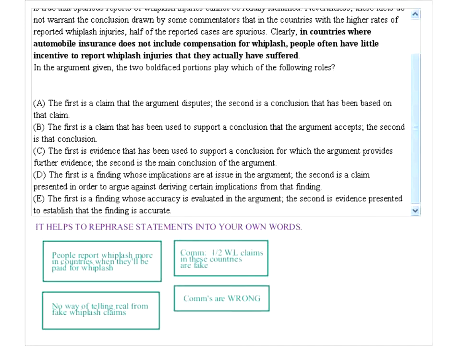And then in different countries, where they don't compensate for whiplash, people often have little incentive to report whiplash injuries. So in the other countries, people will underreport whiplash.